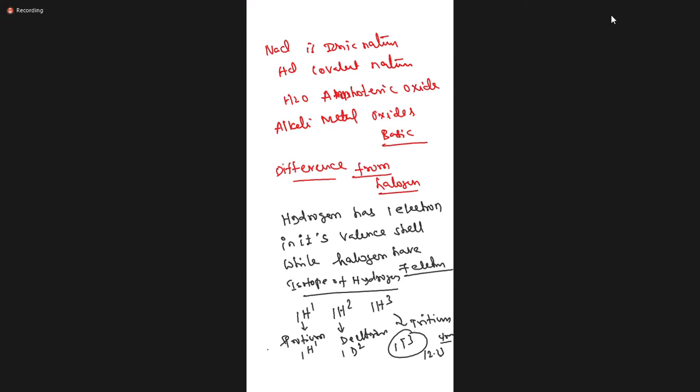Next. Hydrides. What are the types of hydrides there? Please note down. I'll start the hydrides topic now. There are 3 types of hydrides: ionic hydride, covalent hydride, metallic hydride.